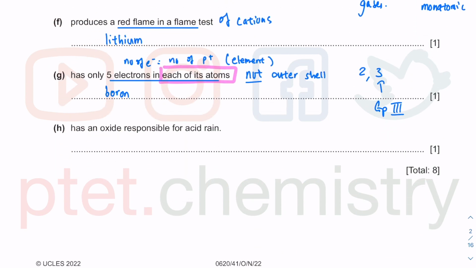Last but not least, the oxide responsible for acid rain. So we know that oxides of nitrogen consist of N2O, NO2, etc. So these are oxides of nitrogen. They are classed as a family of oxides of nitrogen, and therefore nitrogen there is the element that gives you the oxide of nitrogen that can form acid rain there. And that's it for the 8 marks first question.